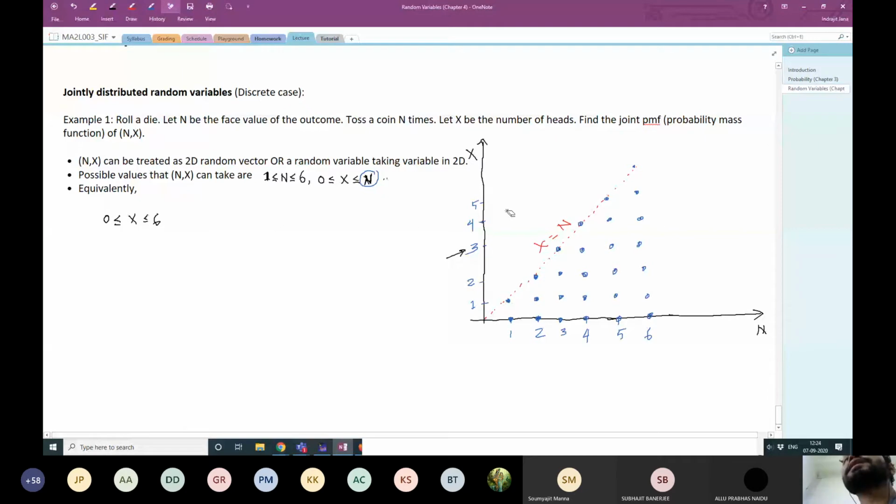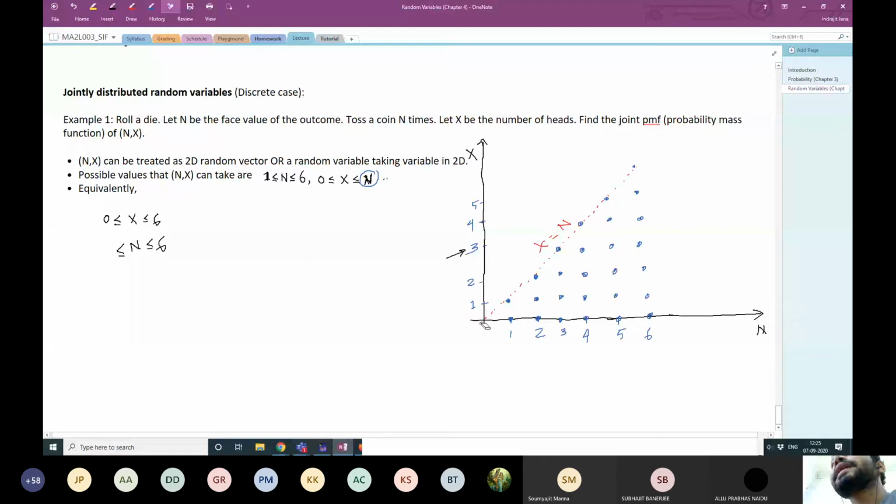So essentially, if I take x first, the possible range of n is at most 6, and lowest is x. But there is a catch here. x could also be 0. If x is 1, n can be from 1 to 6. If x is 2, n can be from 2 to 6. But if x is 0, even then n is from 1 to 6, because if you roll a dice, the face value is at least 1. It cannot be 0. So the starting point of n is usually x, but it is never 0, even if x is 0.